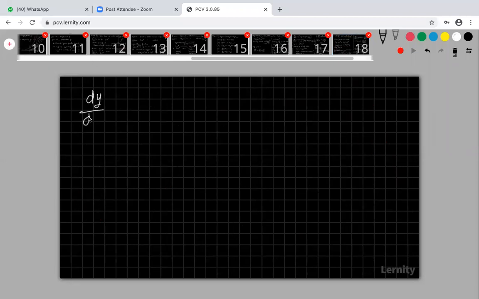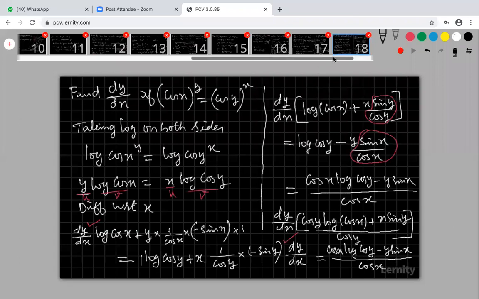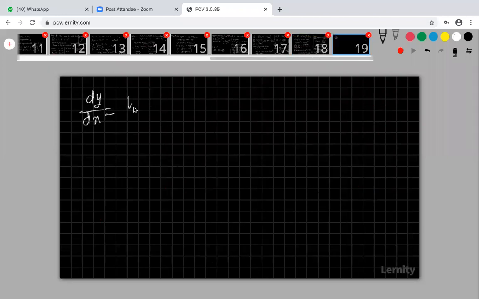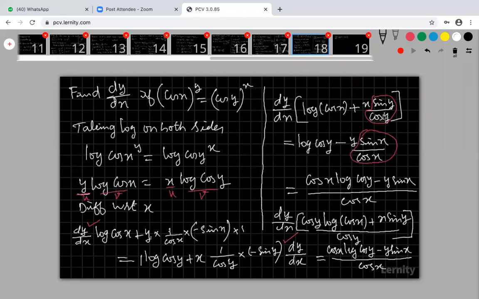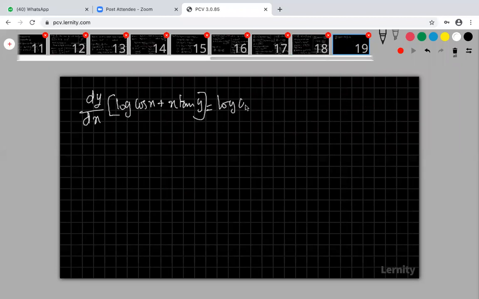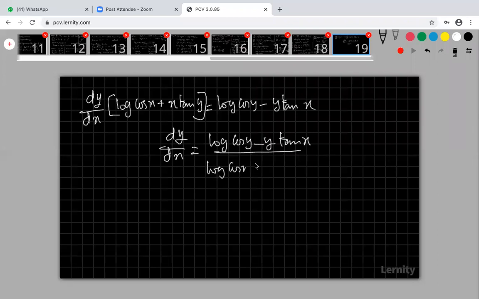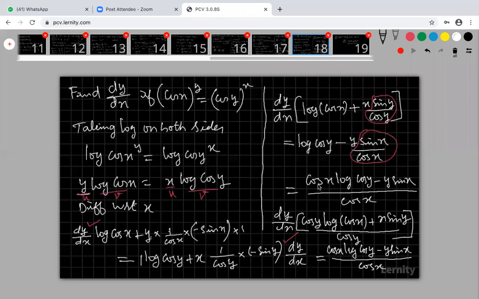My dy by dx equal to, what is here, log of cos x plus x tan y. Okay, so here log of cos x plus x tan y equal to log of cos y minus y sin x by cos x, that is y tan x. So now you can directly get dy by dx is log cos y minus y tan x, divided by log cos x plus x tan y.